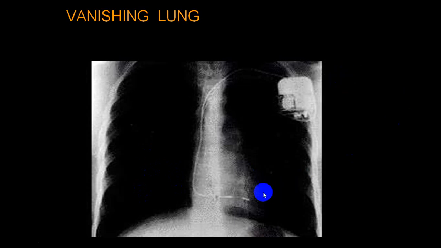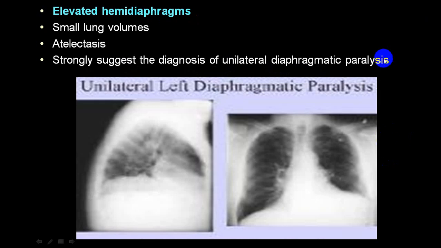And you can see here in the heart shadow, there is one wire which is going and there is a cable, and this is connected to this. This is a pacemaker. This is a ventricular pacing. Only a single wire is there. This is a ventricular pacing.